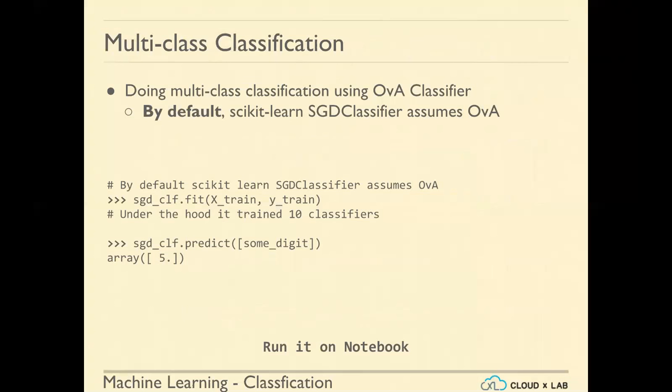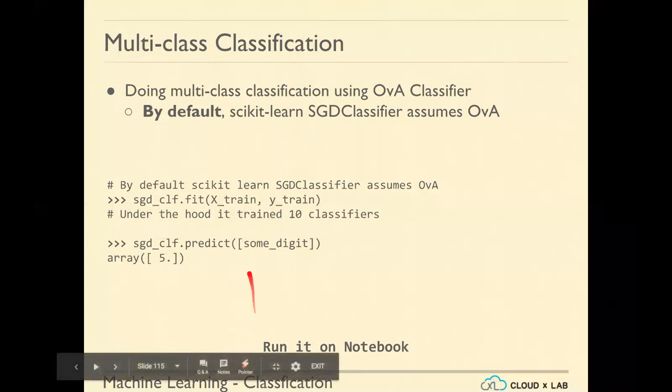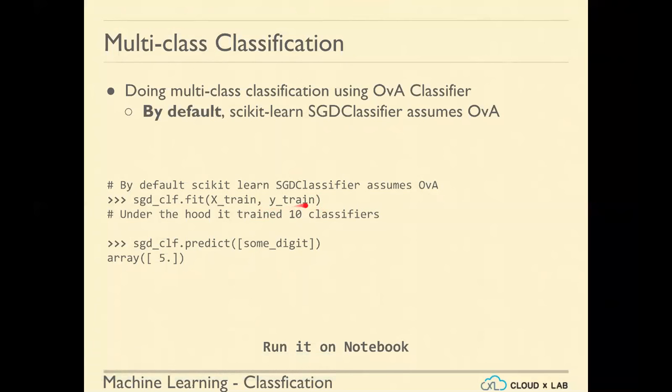By default, when we are using SGD, if it notices that your labels have multiple values instead of true false, it uses this strategy by itself. We don't have to do anything at all. Internally, this is what it does. It uses the OVA, one versus all strategy in this case. So instead of y_train_5, we just give y_train in the same method called fit, and we are going to get the results.